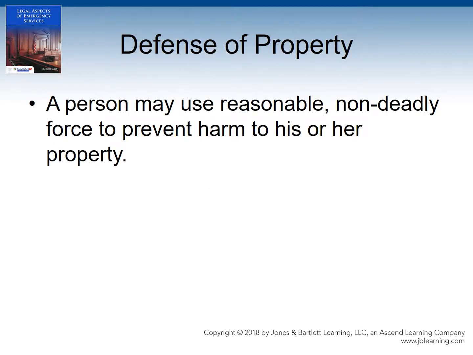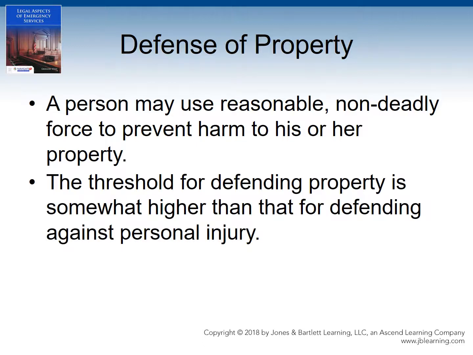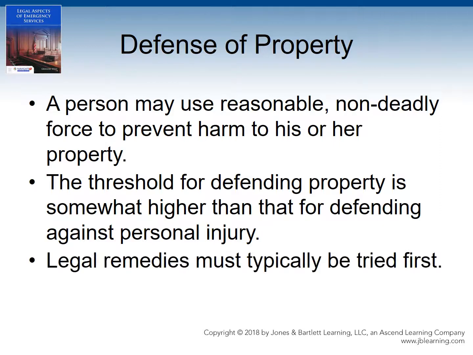Defense of property is another intentional tort defense that recognizes the ability of a person to use reasonable, non-deadly force to prevent harm to his or her property. Unlike self-defense or the defense of others, however, defense of property is not as broad of a defense, as the threshold required to legitimize intentional tortious conduct is higher for defense of property than for defending oneself or another against personal injury. Essentially, if the opportunity presents itself, legal remedies must be tried first.